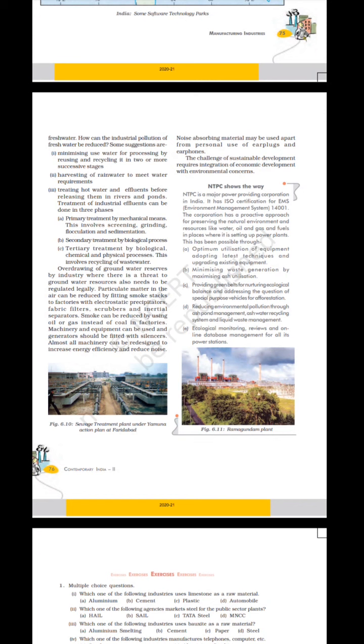Some suggestions are minimizing use of water for processing by reusing and recycling it in two or more successive stages. Harvesting of rainwater to meet water requirements. Treating hot water and effluents before releasing them in rivers and ponds. Treatment of industrial effluents can be done in three phases. Primary treatment by mechanical means. This involves screening, grinding, flocculation, and sedimentation.